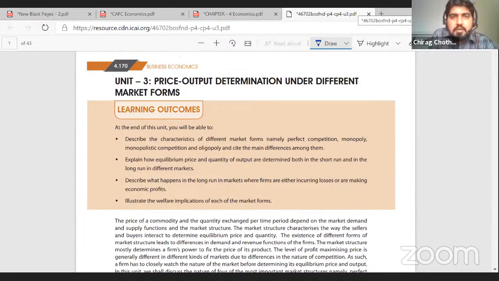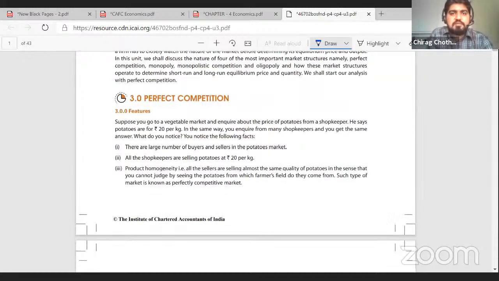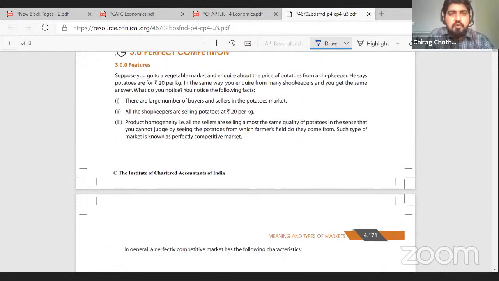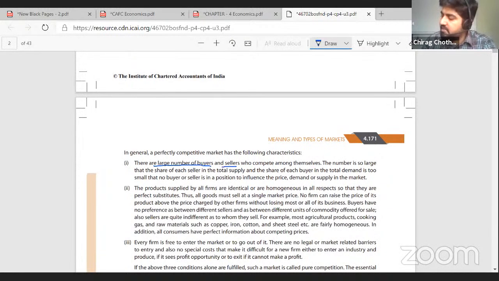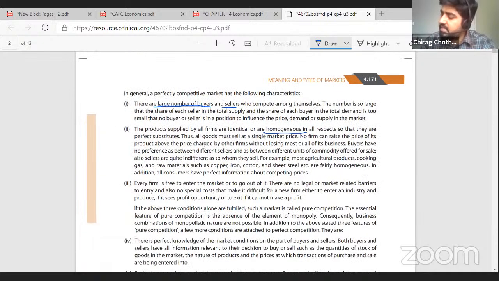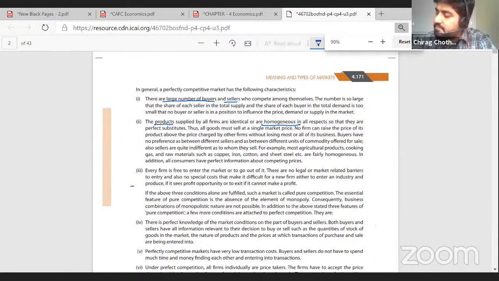Price output determination under different market forms we are going to understand first. First of all, students, it is perfect competition. Do you know what is perfect competition? It is a market category where there are a large number of buyers and large number of sellers buying and selling homogeneous goods at a single uniform price. Prices are uniform and products are also homogeneous. One more very important feature is free entry and exit of the firm.